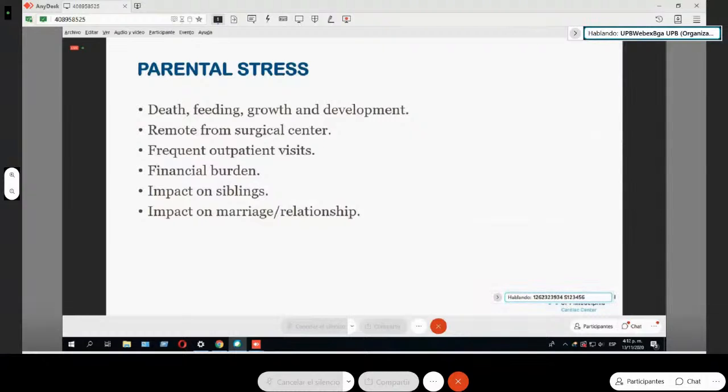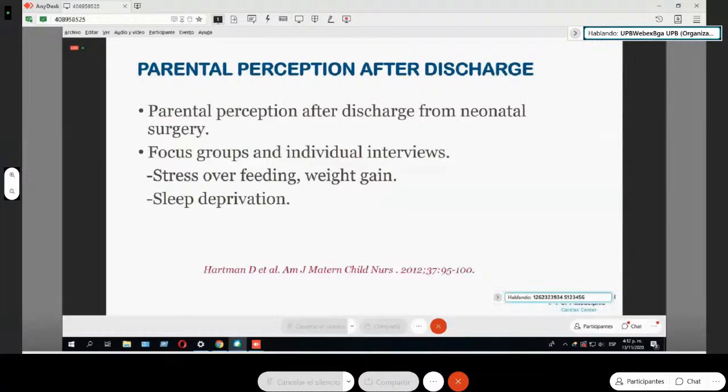Ahora, no es sorprendente que esto vaya a producir padres muy estresados, el temor de muerte, la alimentación, los problemas de crecimiento y de desarrollo, el estar alejado del centro quirúrgico, o el que se requieran citas frecuentes de consulta externa, la carga financiera, también el impacto sobre los hermanos del bebé, y hay impacto también sobre el matrimonio y la relación. Estos son puntos a considerar para estas familias.